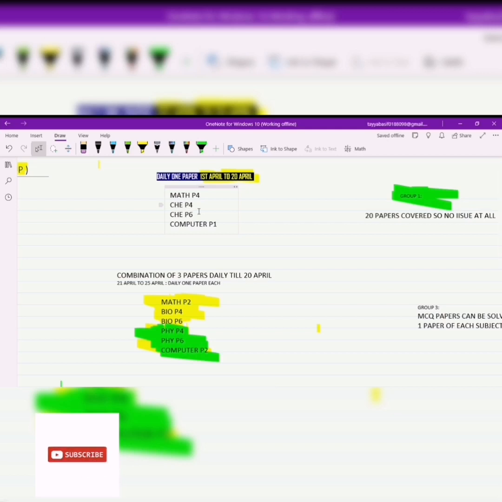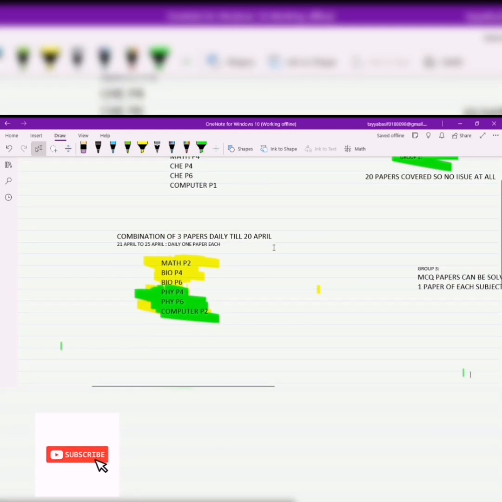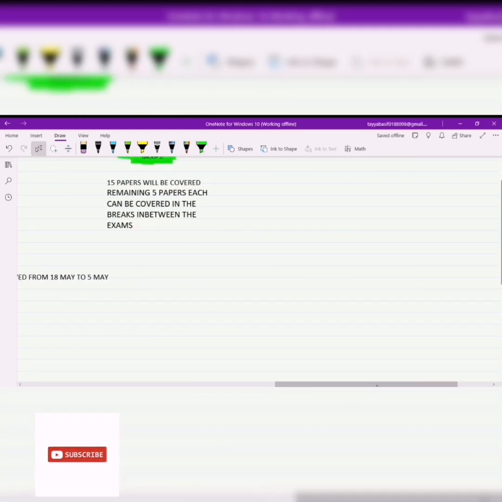in 5 years, including all variants, like variant 1 and variant 2 of May, June, and October, November. So 15 papers will be solved if you follow this technique from group 2 as well. The remaining 5 papers you can solve in the time frame in between the papers in which you have been allotted space.